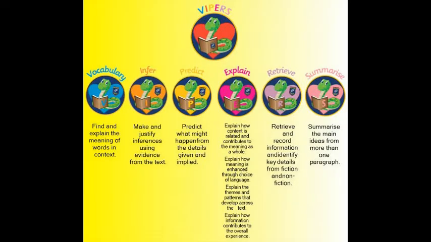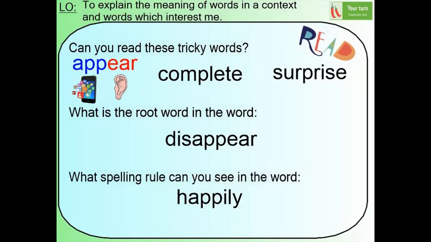Today we're looking at vocabulary. We're going to look at the way that the author has written the words. Let's say our words together. Appear, complete, surprise, disappear and happily. What's the root word of disappear? Remember? That's right, it's appear.